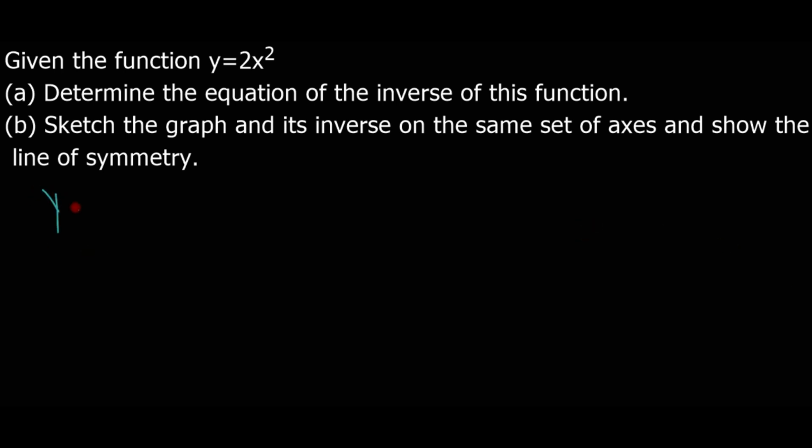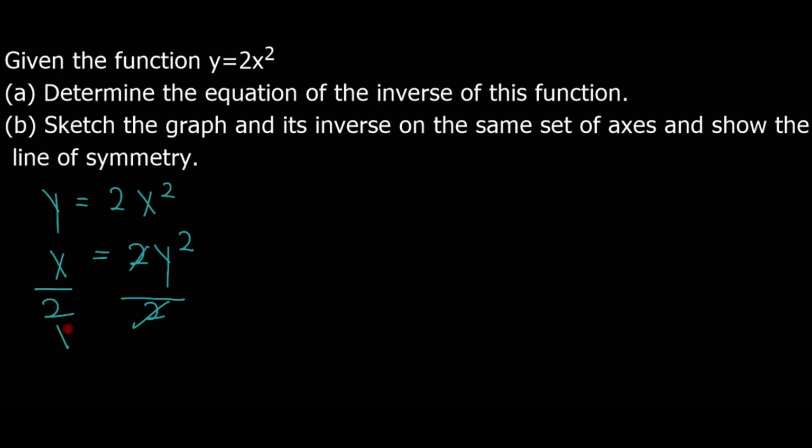Normally the equation is y equals 2x squared. For the inverse, x and y interchange. So we replace y with x, and replace x with y. So we get x equals 2y squared. But because our equation should be in the standard form, we need to make y the subject of the formula. So first we divide both sides by 2.